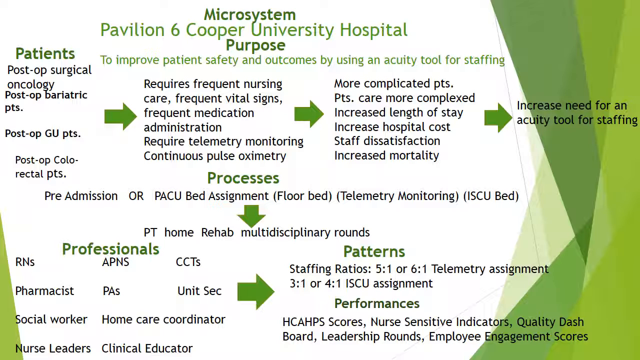Like I mentioned previously, the microsystem is Pavilion 6, a 30-bed post-operative surgical unit with various levels of care. An assessment of the microsystem was done using the 5 Ps. The purpose was to improve patient safety and outcomes by using an Acuity tool for staffing. The patients, like I said previously, were your post-op surgical oncology patients, bariatric patients, post-operative GU patients, and colorectal surgical patients. The process is you usually get patients come in pre-admission.